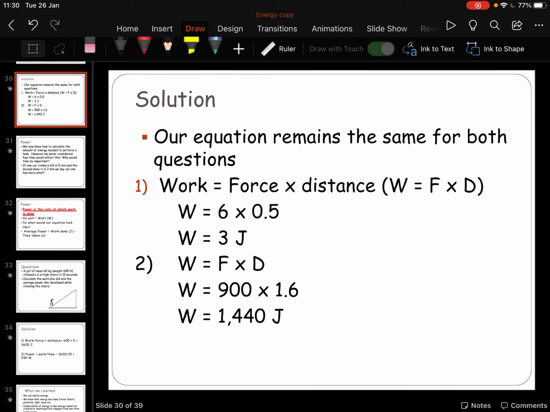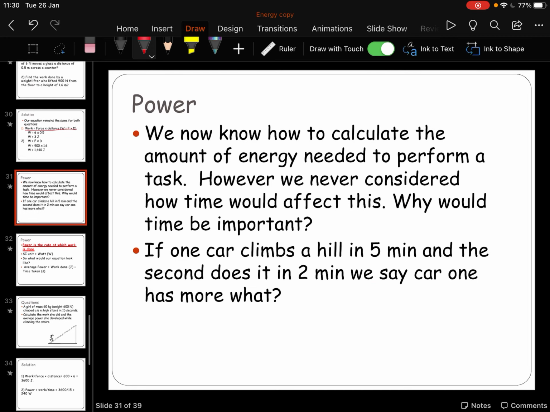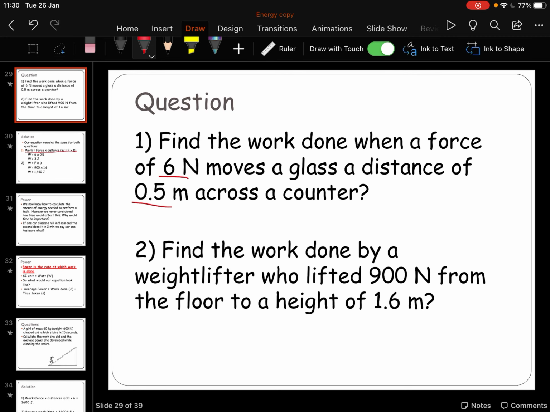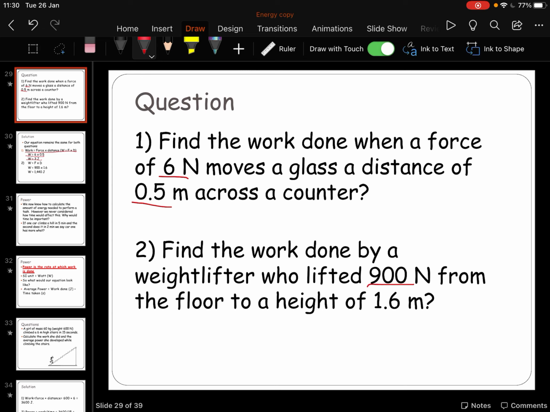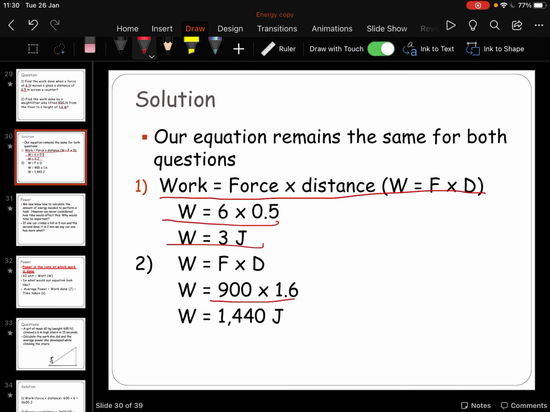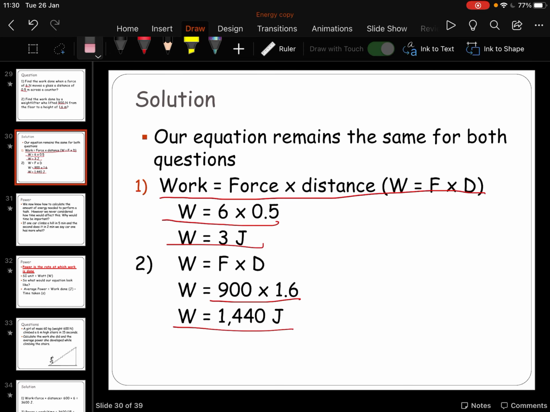Let's have a look. So question 1. The equation is the same for both. Work done equals force times distance. So question 1 is 6 times 0.5. 3 joules. Question 2 was 900 by 1.6. 1,440. Done. Okay? Nice and simple.